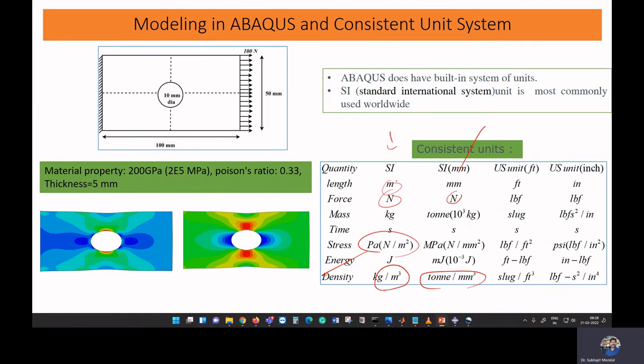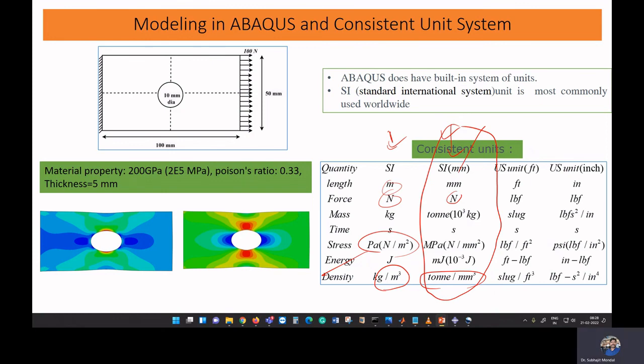So either you can use this unit system or you can use the SI unit system in mm. You can use any other unit system, but again you have to be very consistent. Most popularly we can use either this one or this one. So for this analysis we'll see how we can use these unit systems and how we can interpret our result.